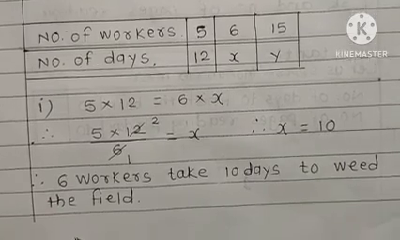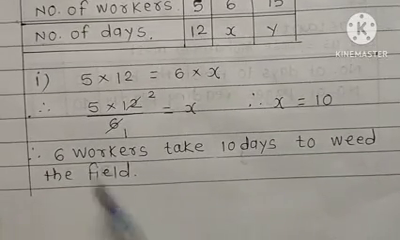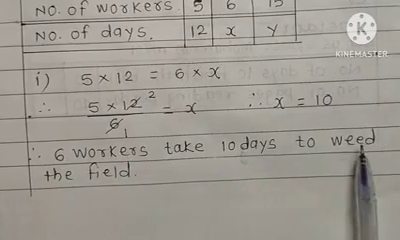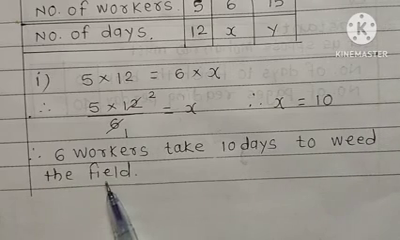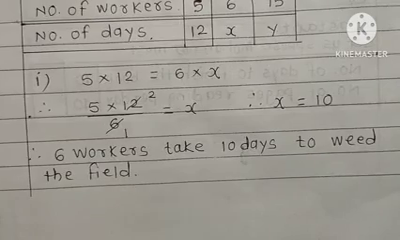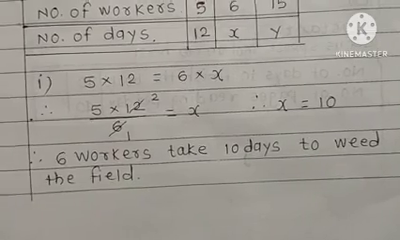So you can write the answer as: 6 workers take 10 days to weed the field. This is for question number 1. Now for question number 2.